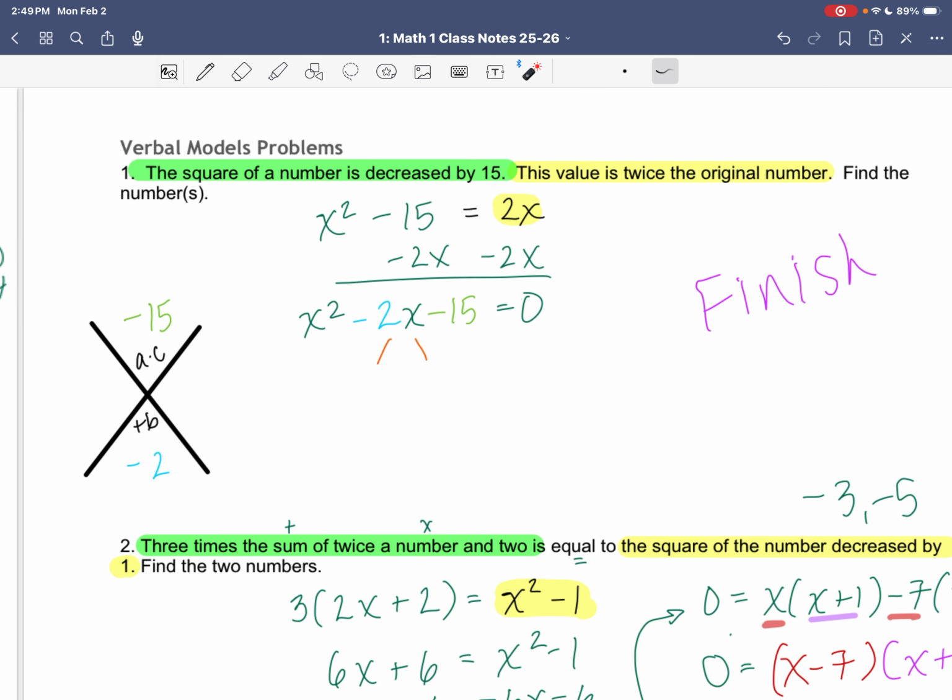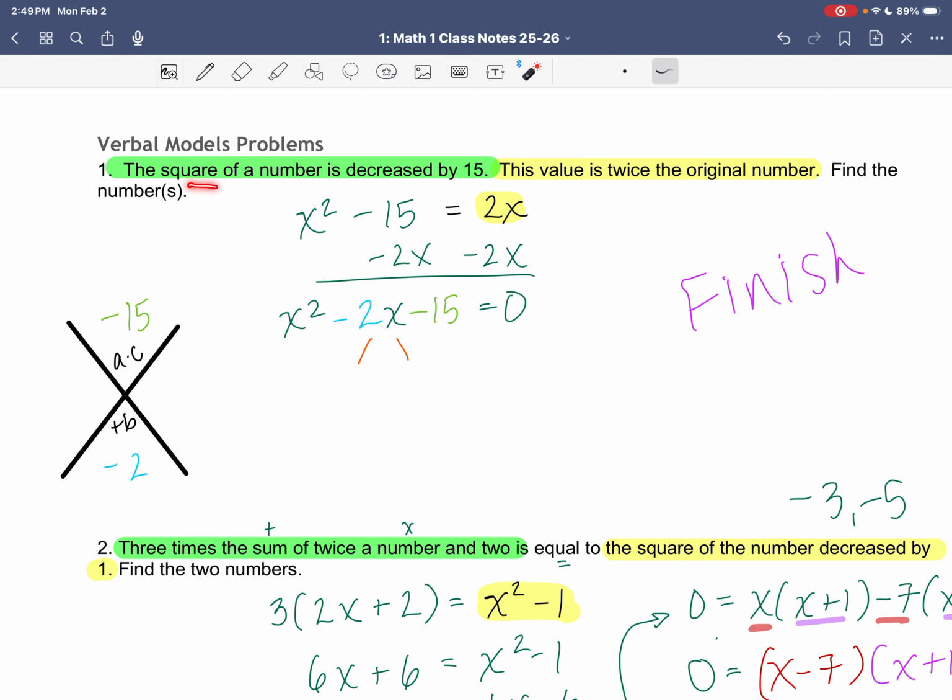Now for verbal models, this is just taking the information and translating. So the square of a number is decreased, so decrease is your key here, by 15. And when you say a square of a number, that just means to the second power. This value is twice the original, so x equals the original number.